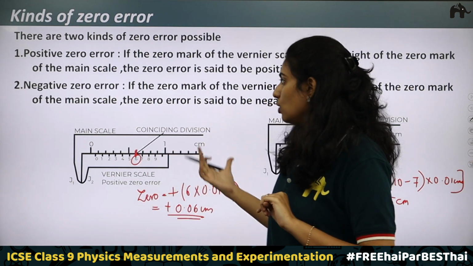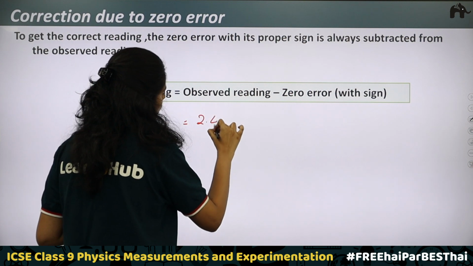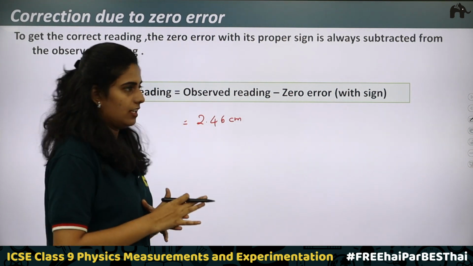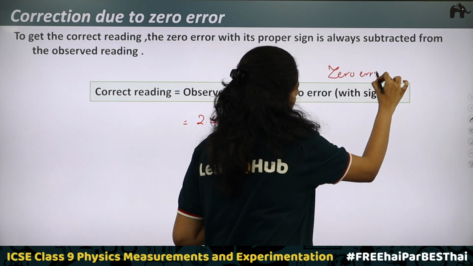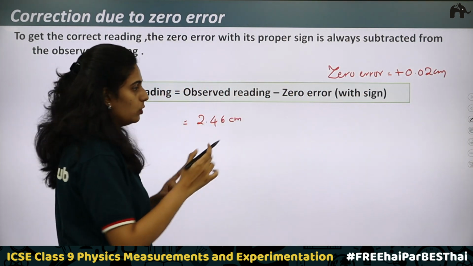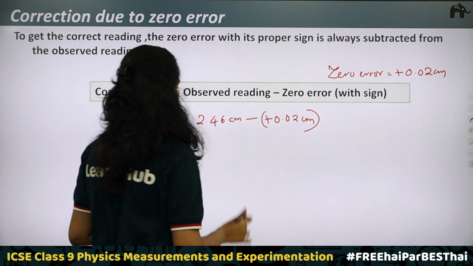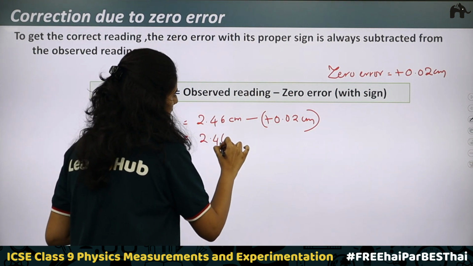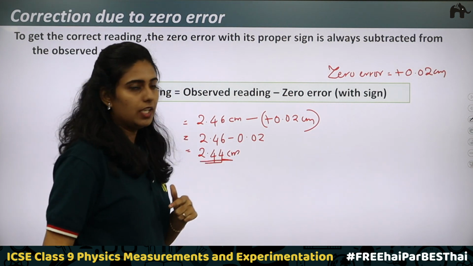Understood how to find the positive and negative zero error? Now, correction due to zero error. How to get the correct reading? Let's say the observed reading is 2.46 centimeter and there is a zero error. First, take a positive zero error, let's say 0.02 centimeter. In that case, you subtract the zero error value, with its sign, from the observed reading to get the correct reading. Remember that. So here it will be 2.46 minus 0.02, that is 2.44 centimeter. This will be the correct reading.